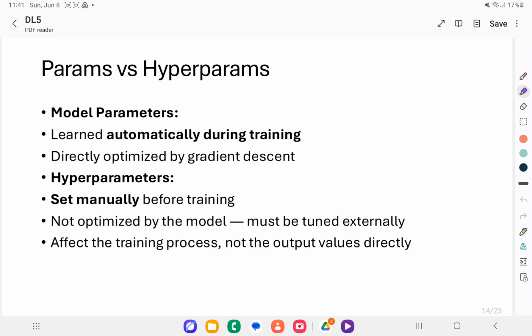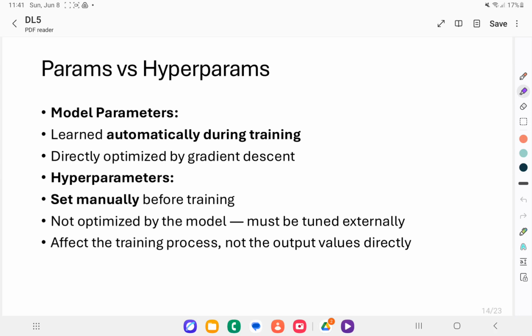One of the most common confusions in deep learning is the difference between parameters and hyperparameters. A model's parameters are what the network learns during training. These include the weights and the biases in each layer. These are updated through gradient descent, as we've said, and the update is based on the loss function.